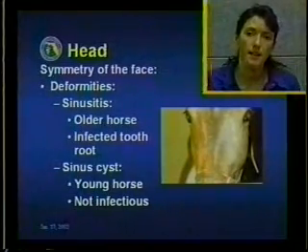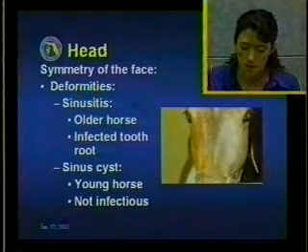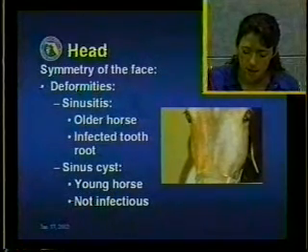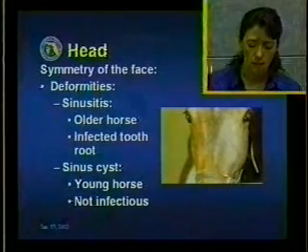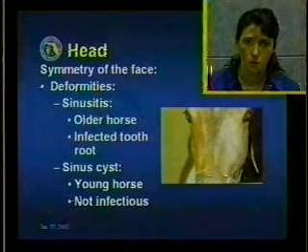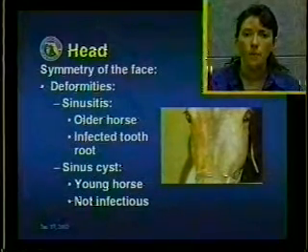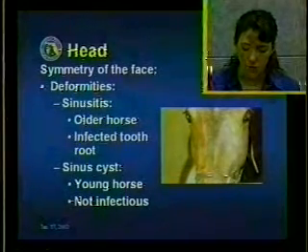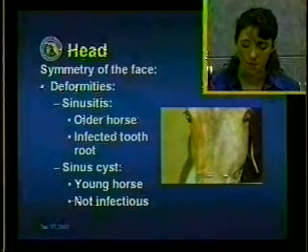When you look at a horse's head, it's really important to assess the symmetry of the face. And the asymmetry can affect various parts of the face, including the sinuses. And sinusitis is a fairly common disease observed in horses. Usually this disease affects older horses, and it is associated with an infection of a tooth root because the molar teeth roots actually are located within the sinuses of horses, and therefore any infection at the base of the tooth can result in a generalized infection of the sinuses.